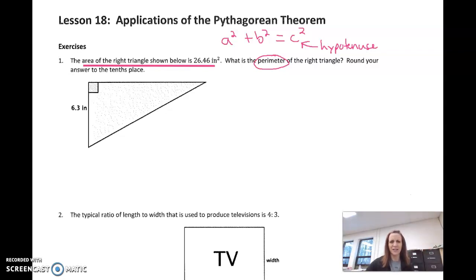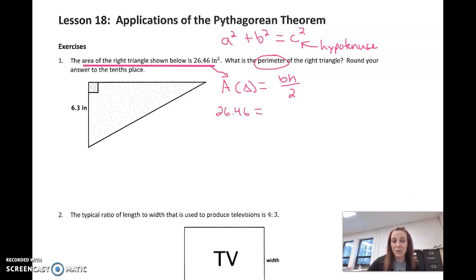Let's start with the area idea. The area of a triangle is 1/2 the base times the height, or multiplying by the half, the same thing as dividing by 2. So base times height divided by 2. It tells us what the area is, so I can take this area and plug it in right here.